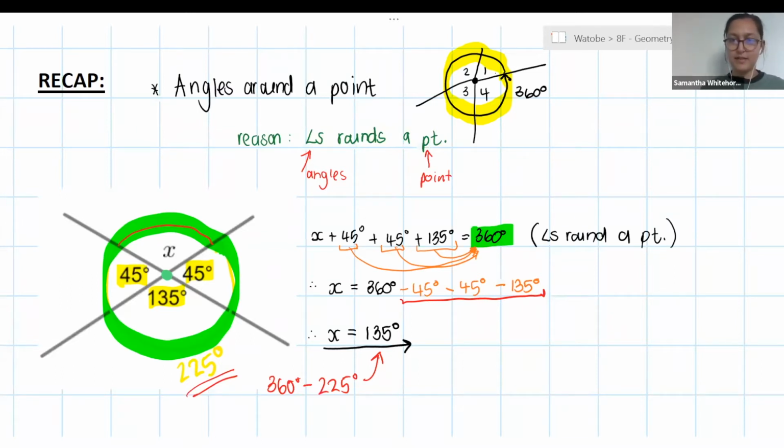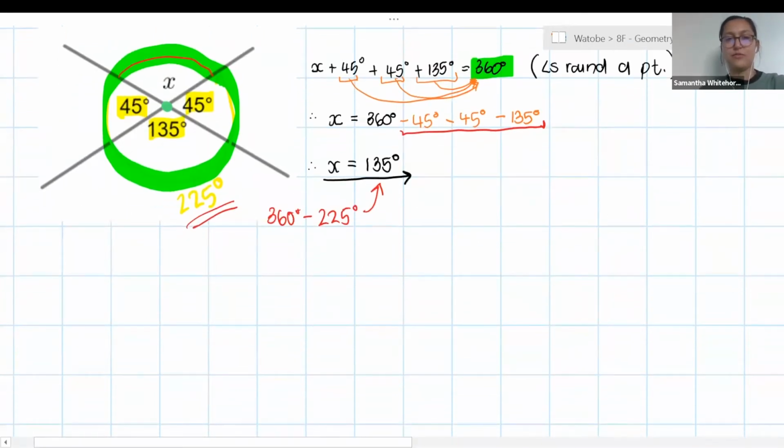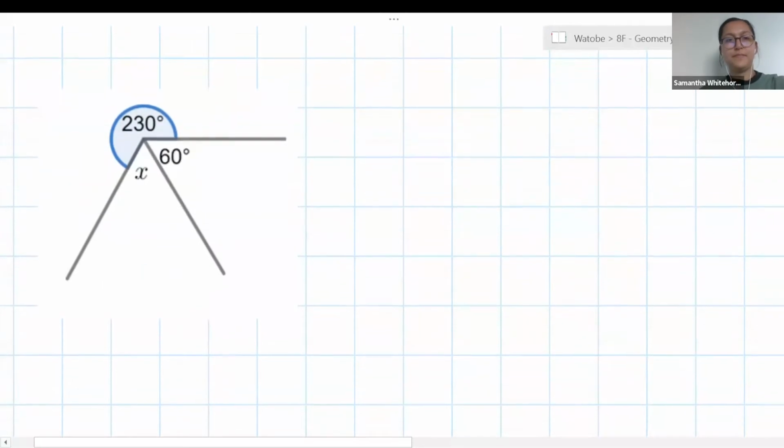Alrighty, guys. So let us have a look at another sort of recap of what we have done. So here we've got three different angles. Now that 230-degree angle is what we call a reflex angle. A reflex angle is an angle bigger than 180 degrees. So just in terms of naming angles or being able to identify angles, an angle that's bigger than 180 is a reflex angle.